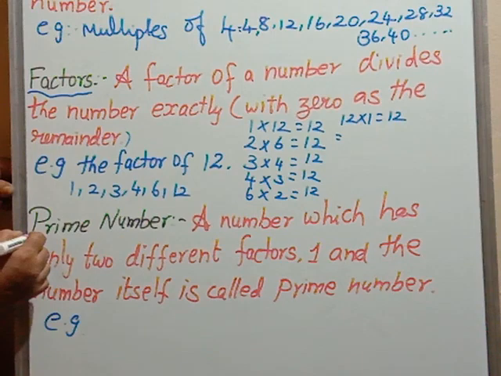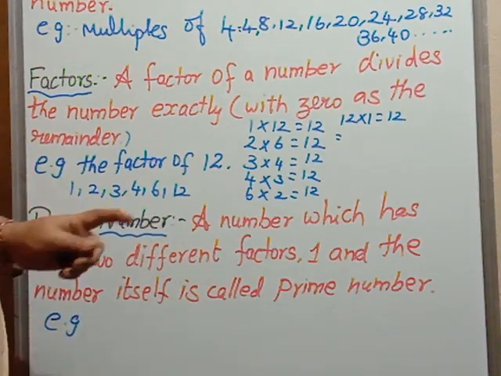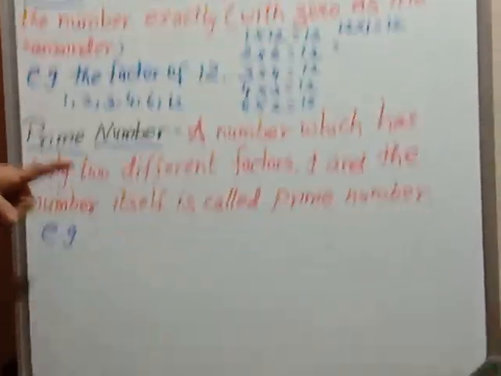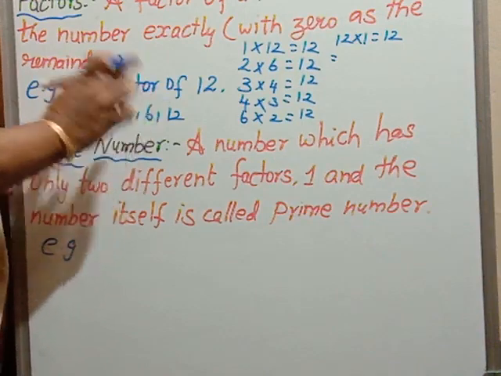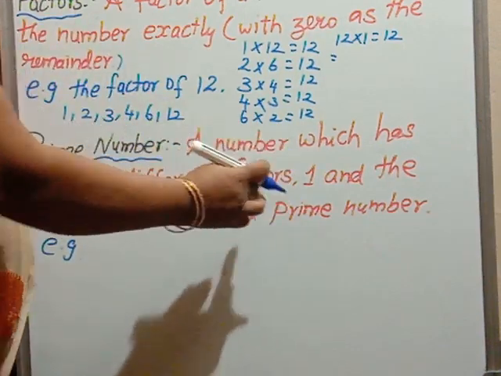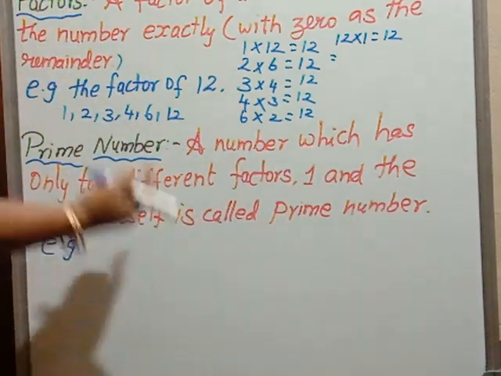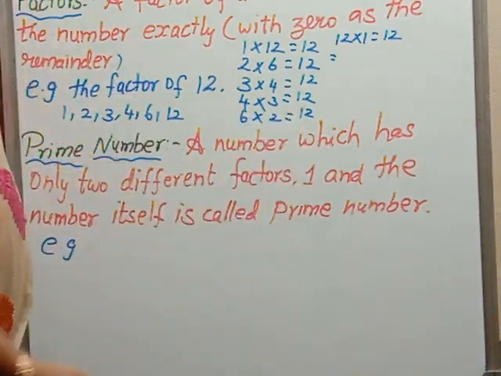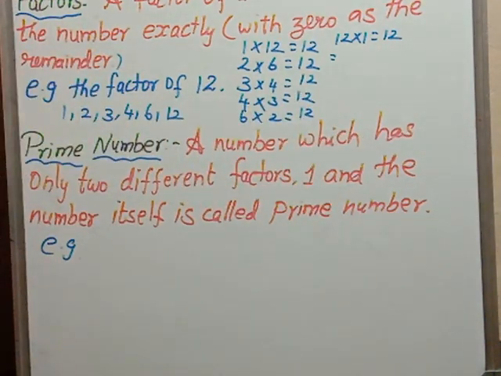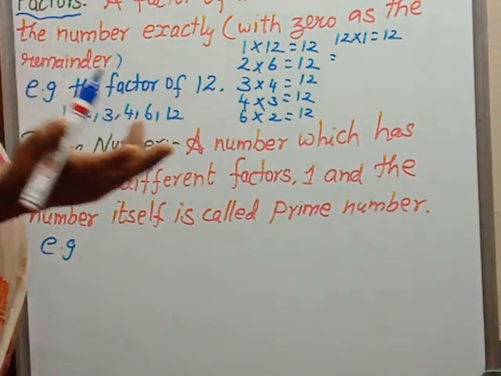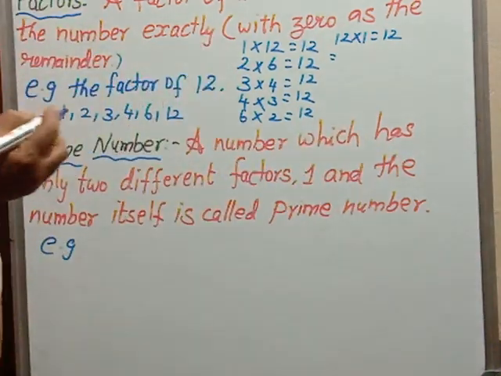Now, we will move to the third concept. What is called a prime number? A number which has only 2 different factors. You learned what factors are. 2 different factors, that is, 1 and the number itself, is called a prime number. What is a prime number? A number which has only 2 different factors. Not the same factor, 2 different factors. That is 1 and the number itself.